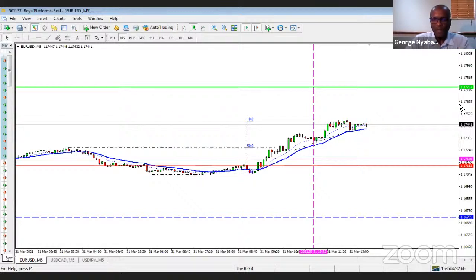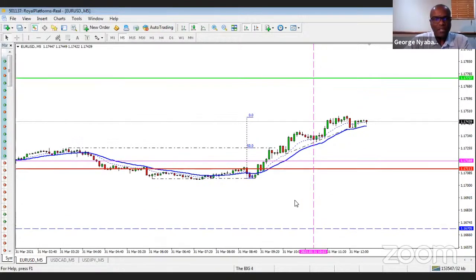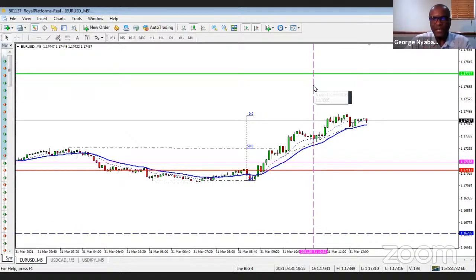So have a quick look at the euro. This is what I've got on my setup now. This magenta or purple line is reflective of the open of the European session. So for me, that's when I came into the market today. I wasn't up as early as I would have loved to be. I was busy with some private stuff that kept me up late last night.